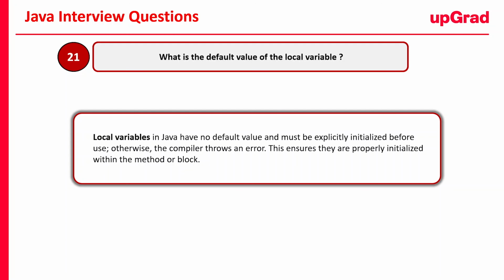So this answer ensures that local variables are always properly initialized within the method or block where they are used. When you are asked this question, you have to elaborate it in a way. This was about the default value of a local variable.